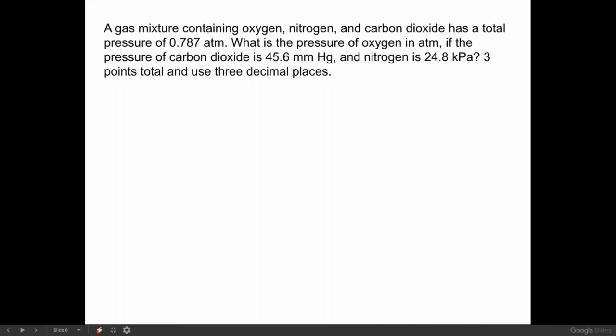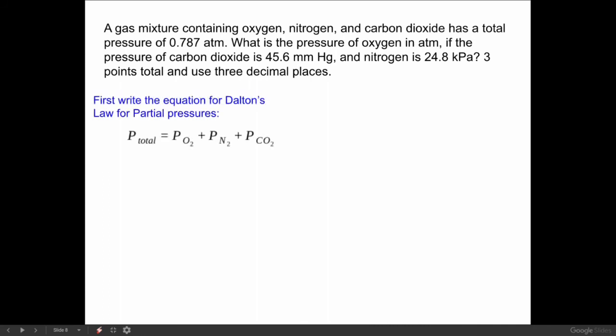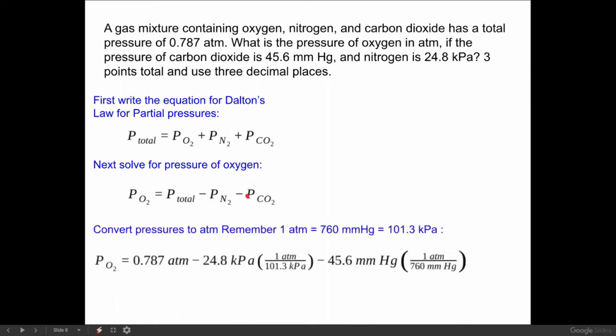Usually my questions are worth 3 points. First, write your equation as you know it. Next, rearrange and solve for oxygen. If this is plus on the right side of the equation, it's going to be minus for each one. Next, plug in your values. We need to convert the 24.8 kilopascals to atm. So 1 atm equals 101.3 kPa, while for 45.6 millimeters of mercury, the conversion is 1 atm equals 760 millimeters of mercury. So those units will cancel.